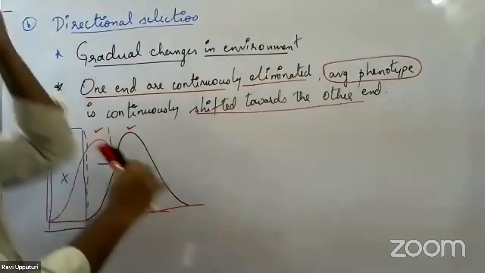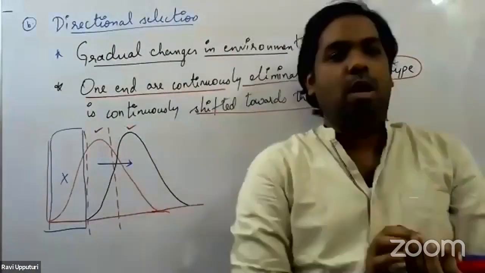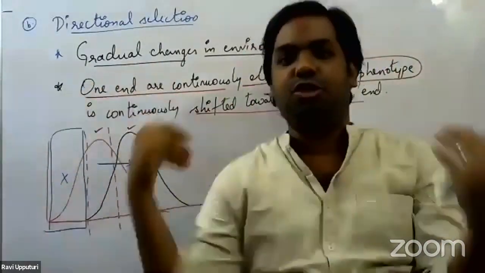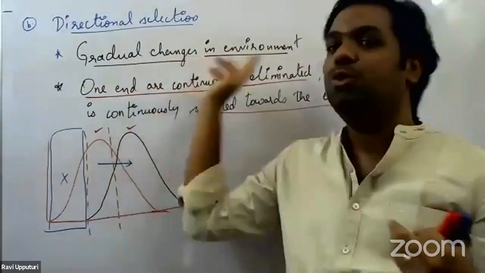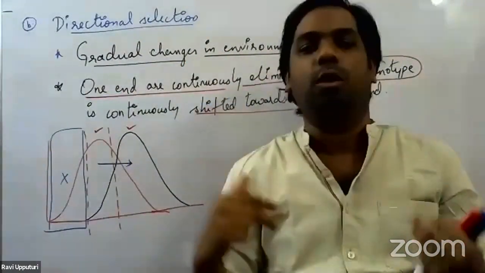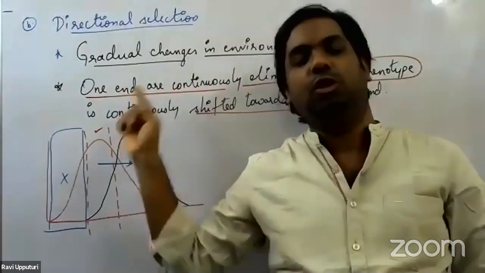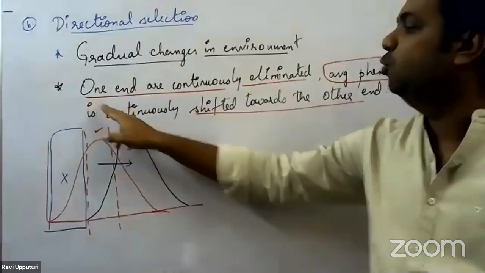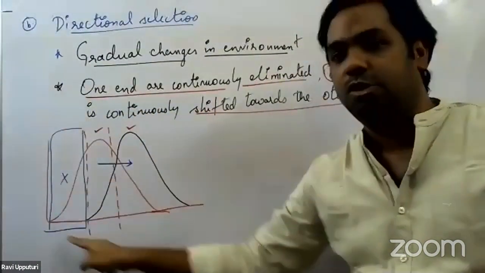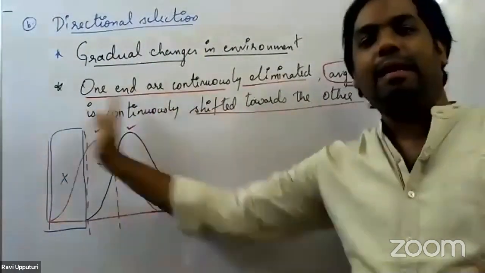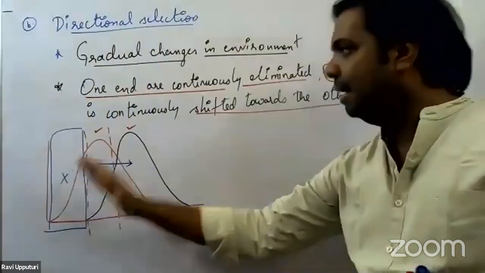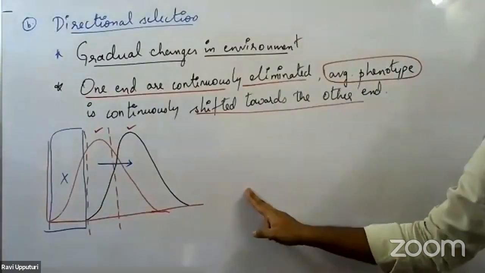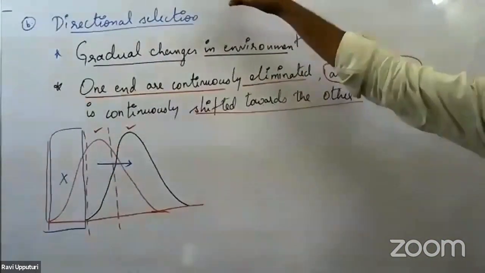So when does this directional selection operate? Directional selection usually operates in an environment which undergoes gradual changes. In an environment where gradual changes are happening, we have this sort of selection called directional selection. What's happening in directional selection? Individuals present towards one end of the phenotypic distribution are constantly being eliminated from the population, such that the average phenotype is continuously shifted towards the other end of the phenotypic distribution curve.